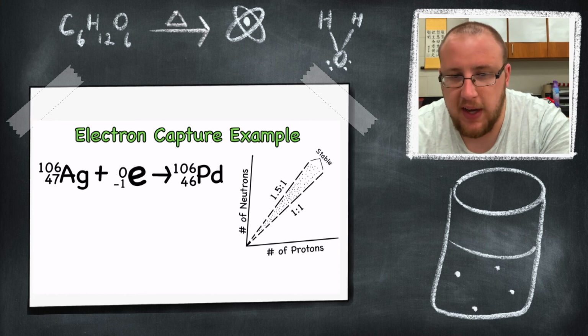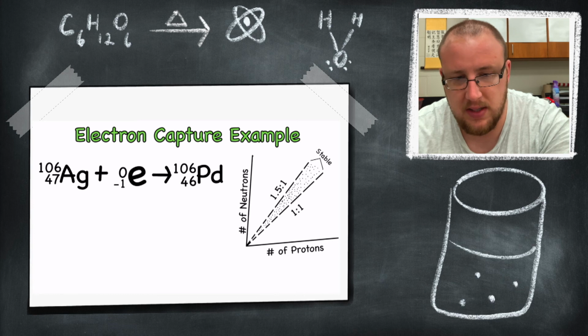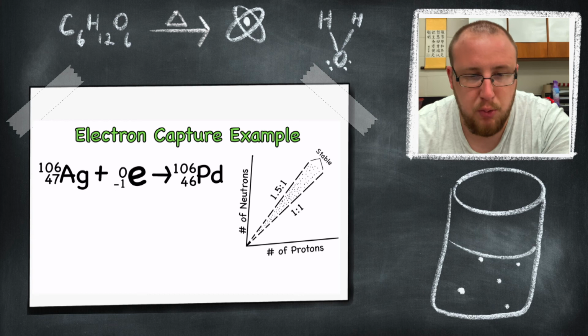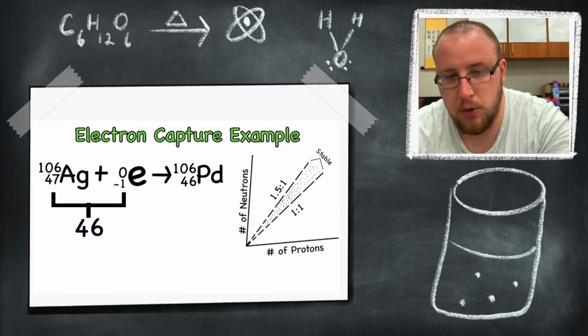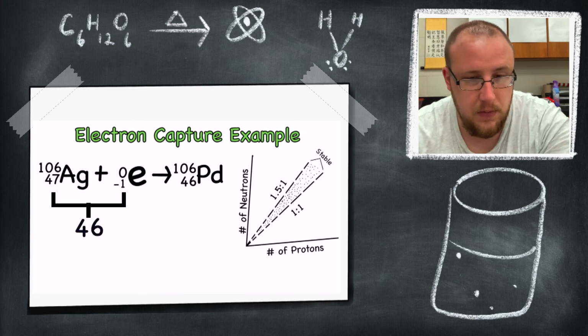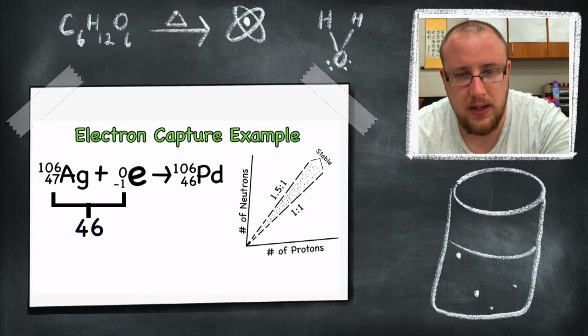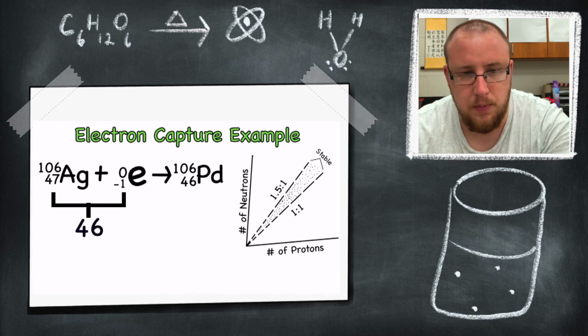In order to account for the same mass, to have the law of conservation of mass, the 106s have to be equal, so that means we're going to have to remove a proton. That's going to give us 46 protons, with Pd. Now if we look at both sides and add them up, they're going to be equal. So that's electron capture.